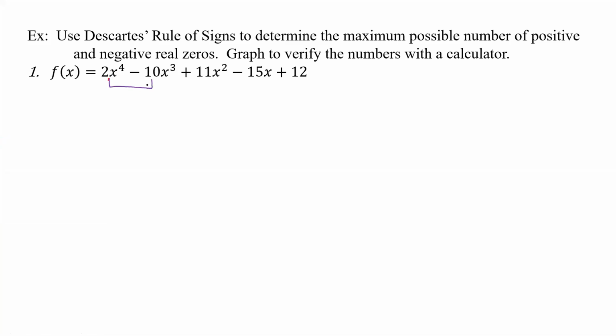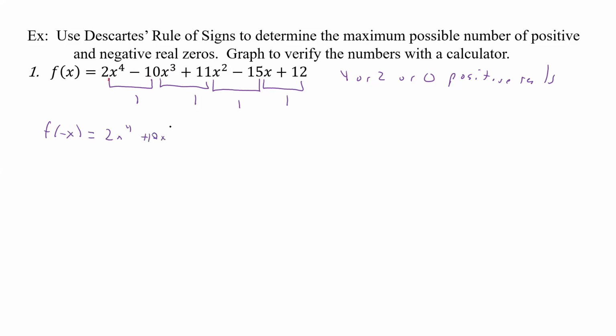We're going to go from here to here's 1, here to here's 1, here to here's 1, here to here's 1. So that's going to be 4 or 2 or 0 positive reals. And then to get the negatives, we'll do f of negative x, and that's going to be equal to 2x to the fourth. That becomes positive 10x cubed, and then plus 11x squared. Then it becomes plus 15x, and then plus 12. So now, guess what? There's none. So there's going to be 0 negatives.